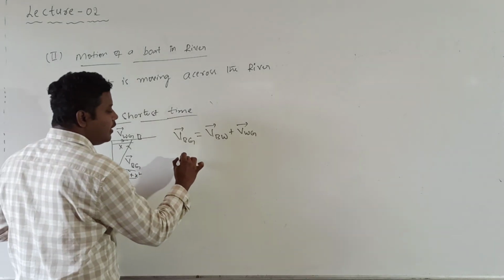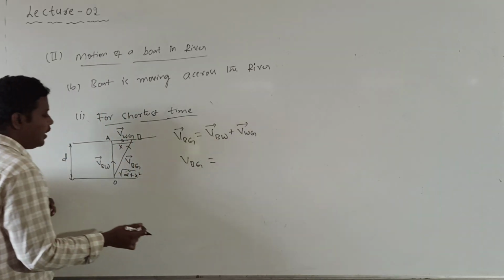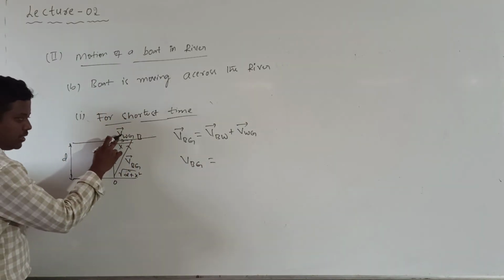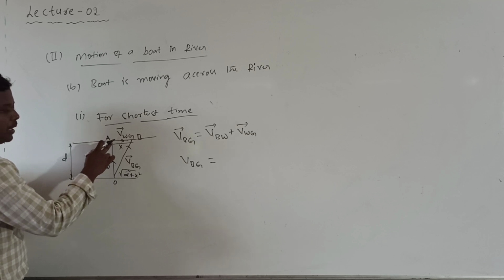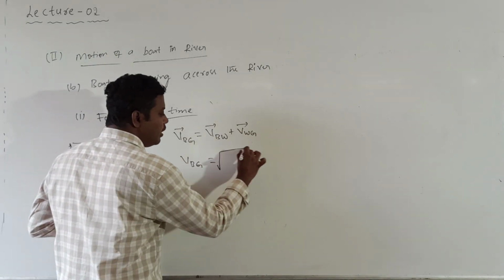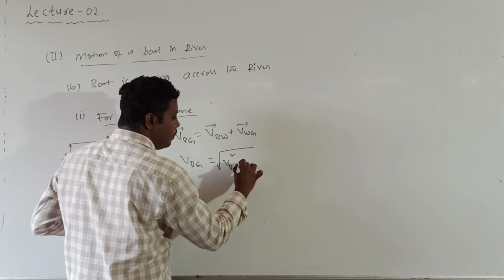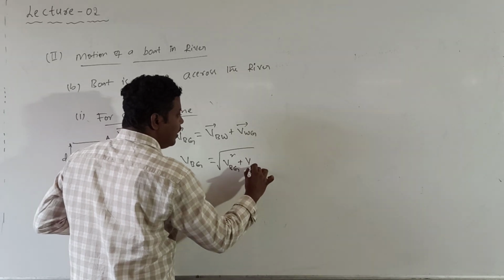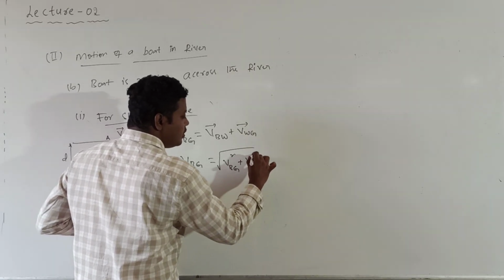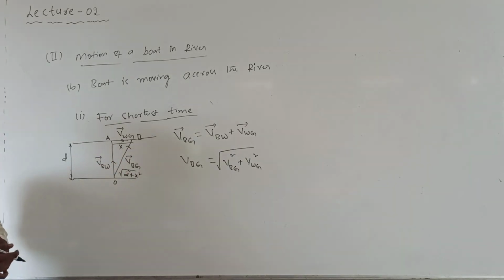Here I can calculate the magnitude of VBG. Here which ones are perpendicular? VBW and VWG are perpendicular. When both are perpendicular, the angle is 90 degrees. Then what is the magnitude given by? Magnitude is equal to VBW whole square plus which one? VWG whole square. So this is the magnitude of which one? Velocity of boat with respect to ground.